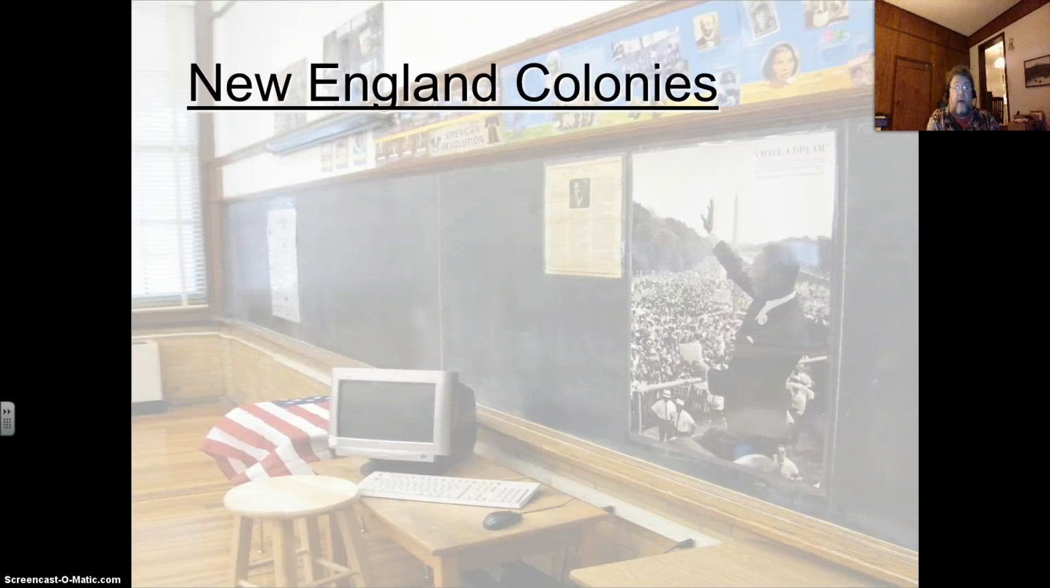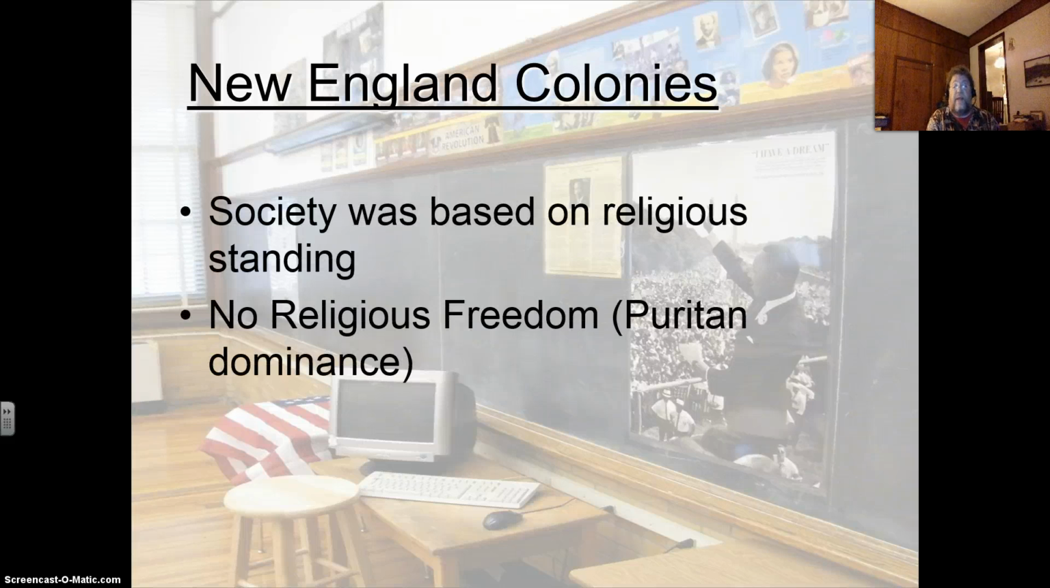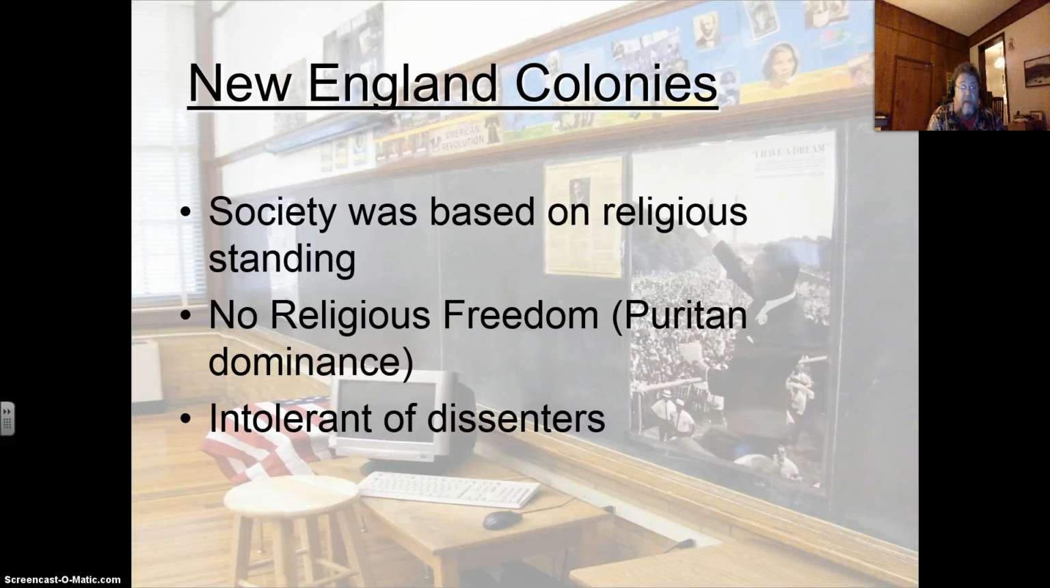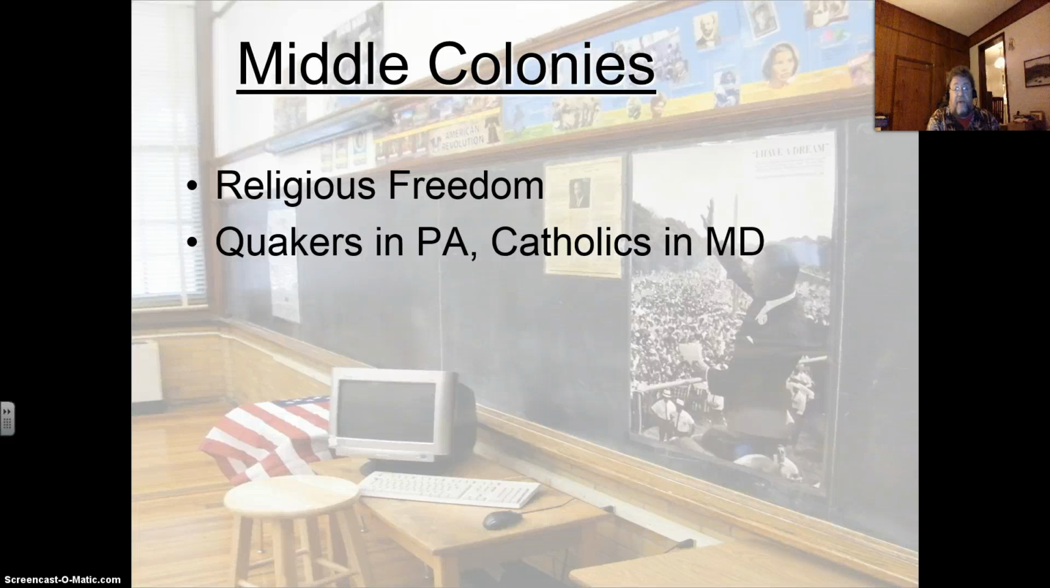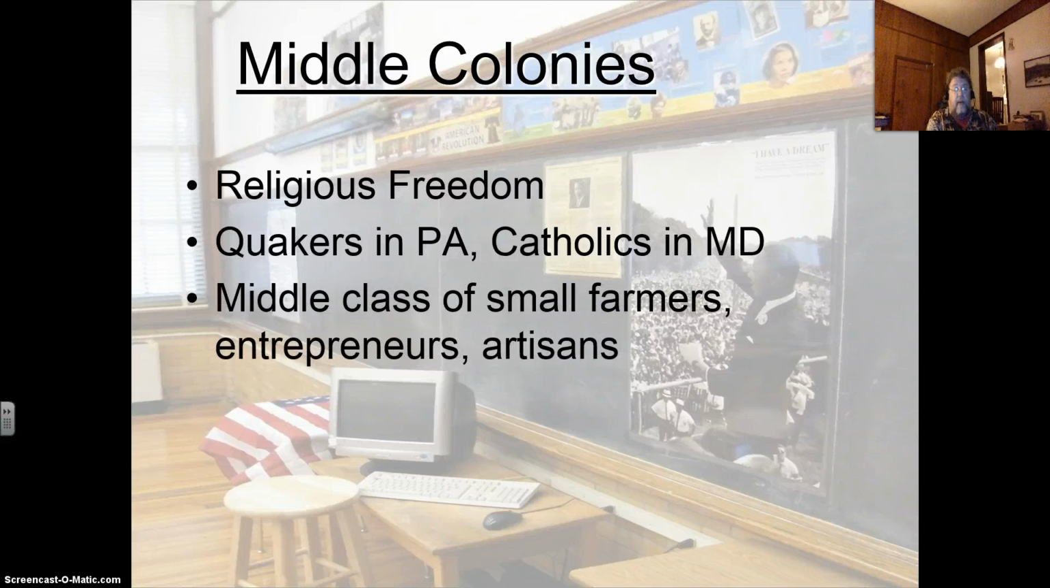Social characteristics. In New England, society was based on religious standing. However, there wasn't much religious freedom. Don't forget, in the Plymouth colony and among the Puritans, if you didn't worship the same way that they did, oftentimes you would find yourself not being welcome. They were intolerant of dissenters. In the middle colonies, they were advocates for religious freedom. You found them among the Quakers in Pennsylvania and the Catholic population of Maryland.